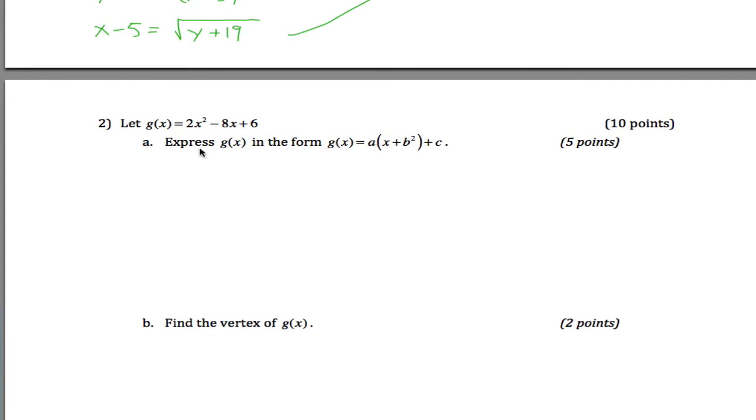Second problem, here's g of x. Express this in this form. Okay, the way we'll do that, basically it's completing the square. So start by saying g of x equals, can't complete the square if I have 2 as a leading coefficient, so let's factor out that 2. And then we'll kind of work inside the parentheses to complete the square.